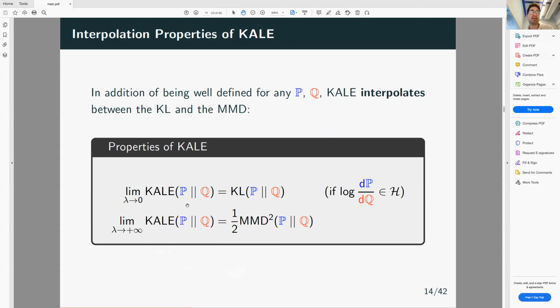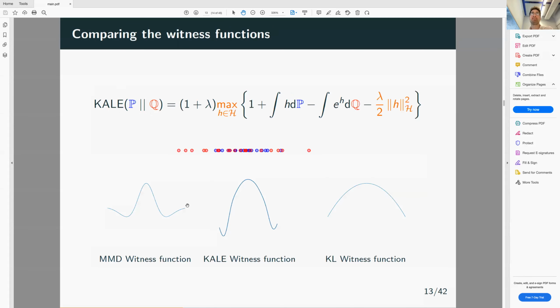And actually, in this slide, what I'm arguing is that I will show in the paper that the KALE interpolates between the KALE and the MMD. So as you set lambda to 0, the KALE retrieves the KALE. And that should be very clear, given the fact that the definition of the KALE is actually just a smooth version of the definition of the KALE, where we add this complexity penalty. But as soon as H is dense in the space of continuous functions, if you tend lambda to 0, then you retrieve exactly the objective of the KALE. So this part should be pretty intuitive.